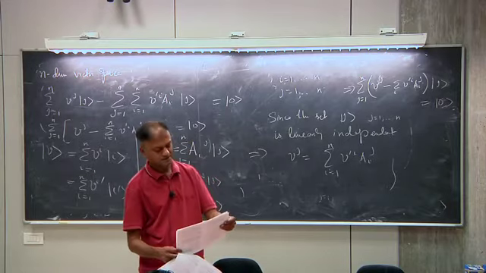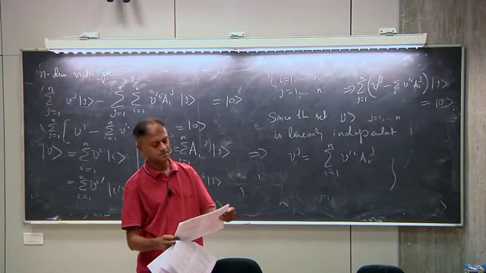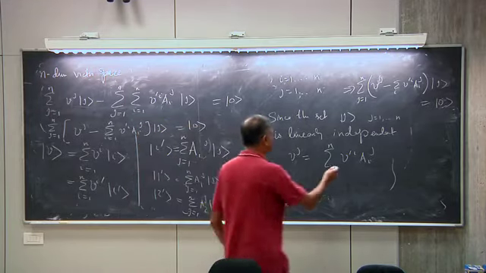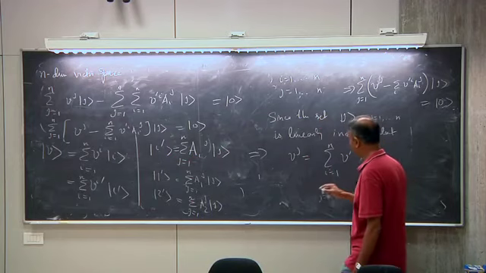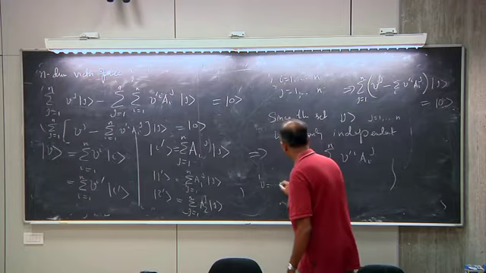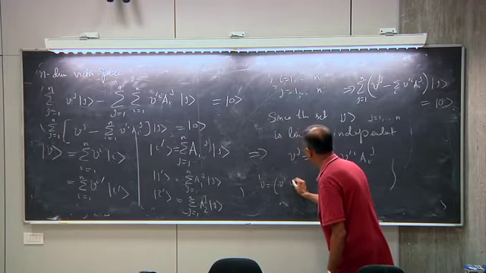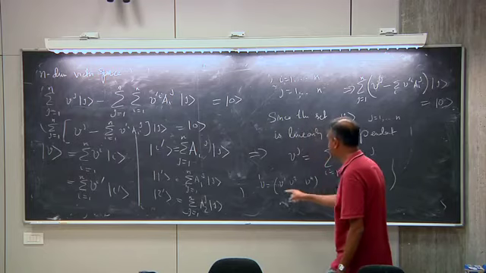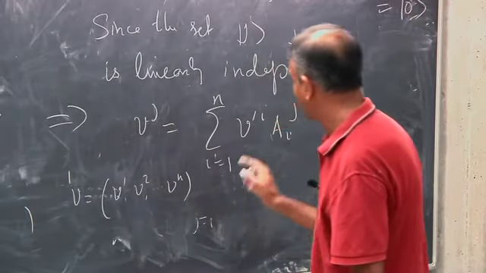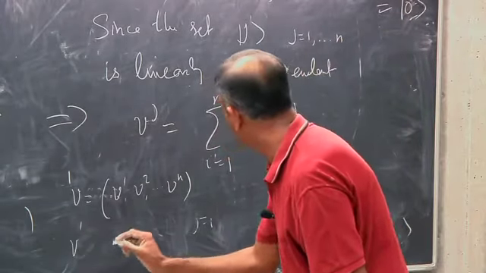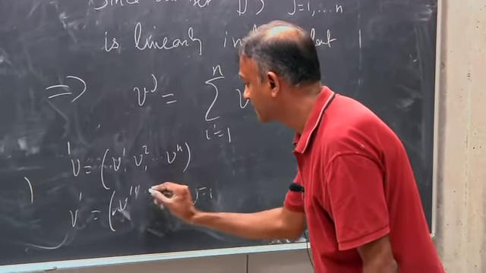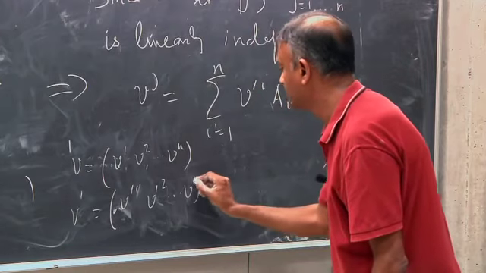I don't remember what they're using. Anyway, at this stage it doesn't matter, whichever you call. If I call this a row and that a column, I can think of V as a row matrix: V1, V2, ..., Vn. I put these n numbers in a row. Similarly, V prime, you put it in a row: V prime 1, V prime 2, ..., V prime n.